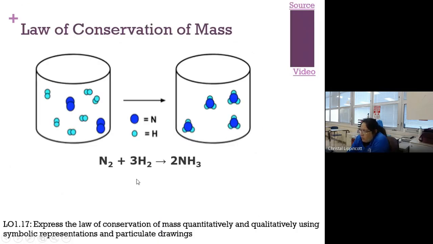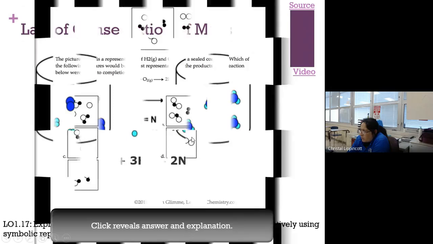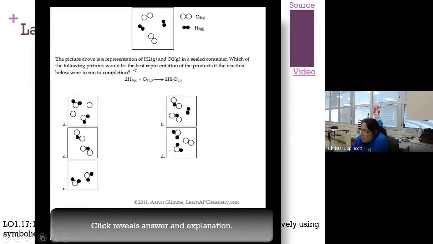Law of conservation of mass. Okay, this is common with the particle diagrams. You can't create new stuff over here. It's a sealed container. So the picture above is a representation of H2O2 in a sealed container. So we can't get any extra stuff in or out. Which of the following pictures would best represent the products of that?